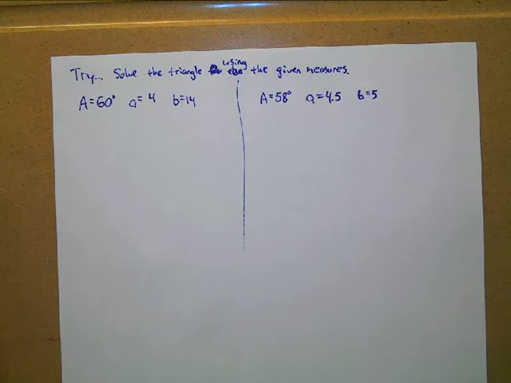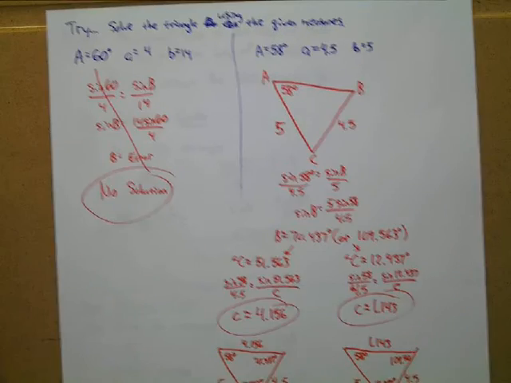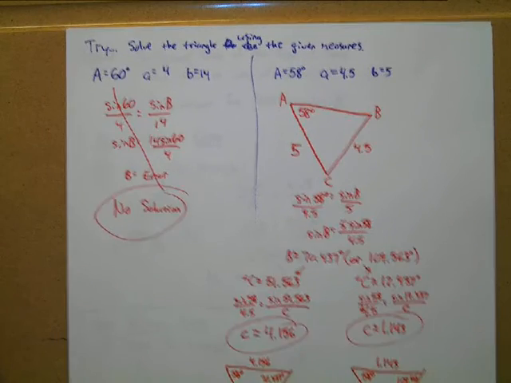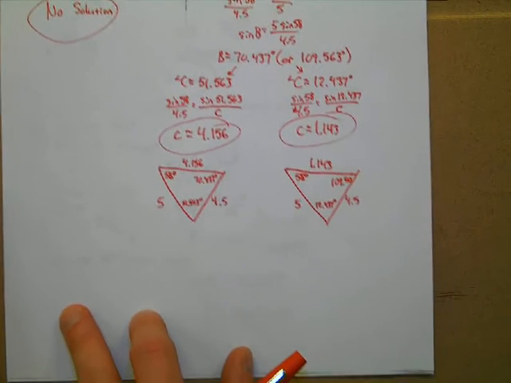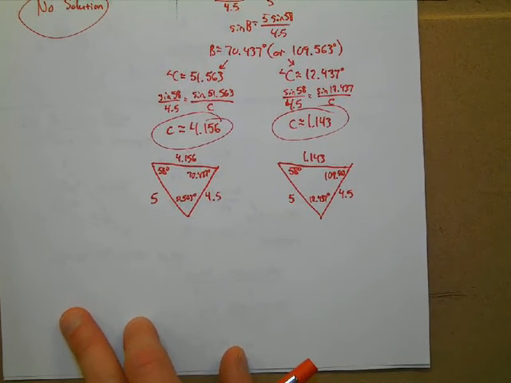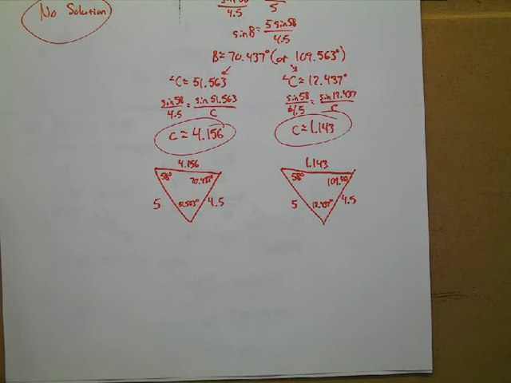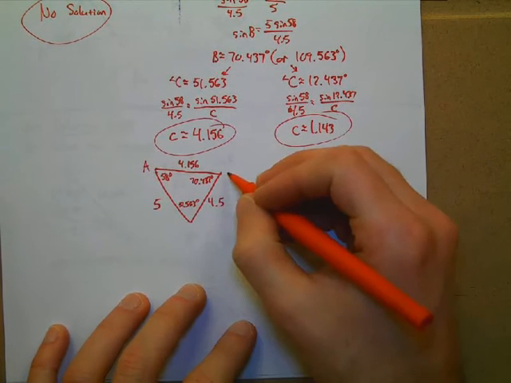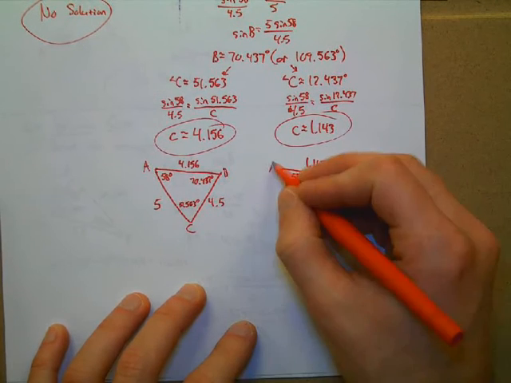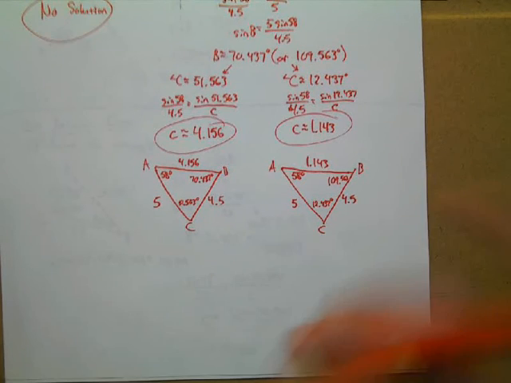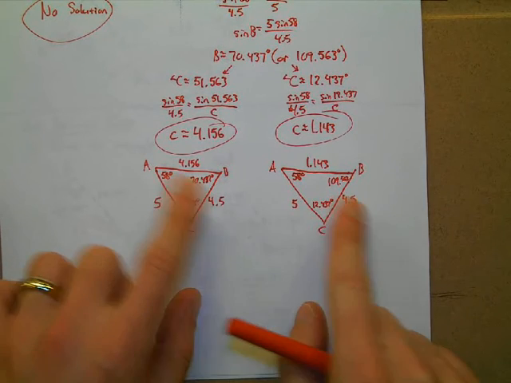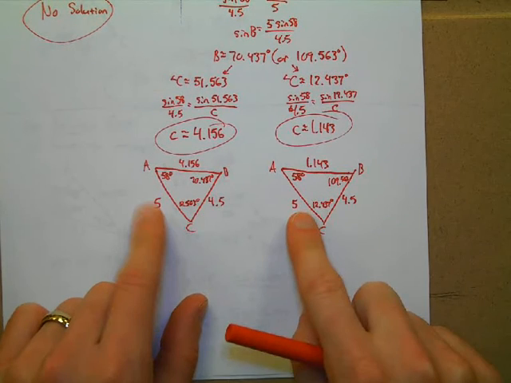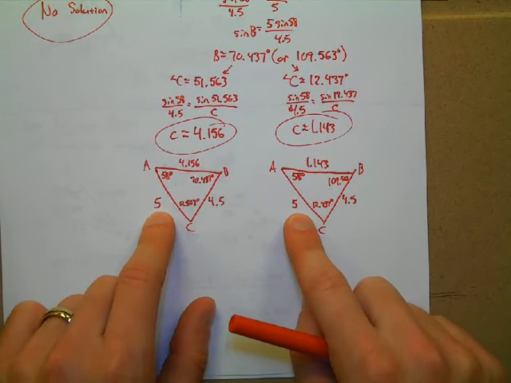Starting with A, 58 degrees, and its opposite side 4.5, and given that the opposite side of B is 5, both the 70, which is bigger than 58, so it makes sense that the 5 is bigger than the 4.5, and the 109, which is bigger than the 58, again, 5 is bigger than 4.5, that's okay. They result in C angles that are 51.563 or 12.437. Either of those are smaller than either of the two angles in the triangle, and so they result in the smallest side as well.